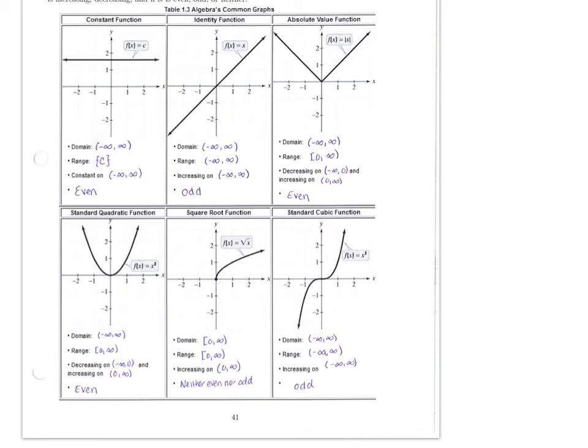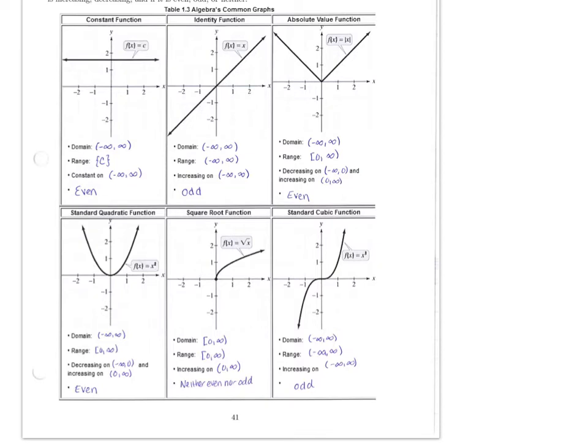Okay, let's take a peek. So the second function is called the identity function, f of x equals x. It's called the identity function because what you put in, you get out. So the domain and the range are all real numbers. There's no restriction on what I could put in or get out. It's always increasing, and it's an odd function. It's symmetric about the origin.